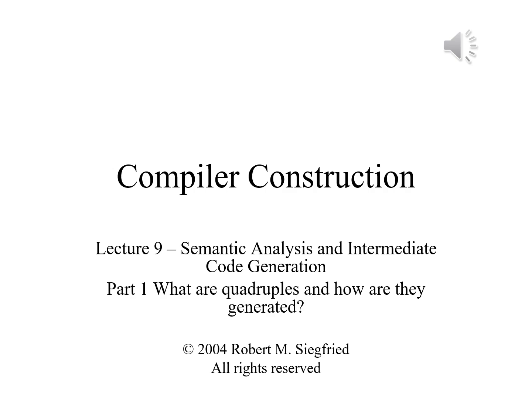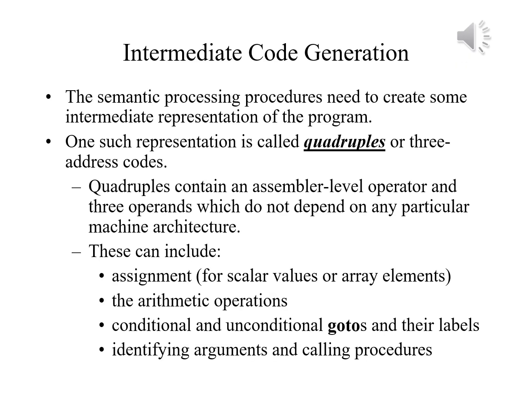In part 1 of lecture 9, we'll answer the questions, what are quadruples and how are they generated? Semantic processing procedures need to create some form of intermediate representation of the program. We've already seen one such example, abstract syntax trees. Another such representation is called quadruples, or 3 address codes.